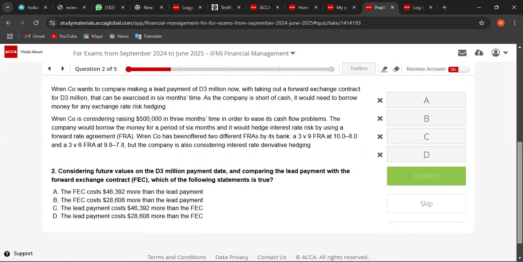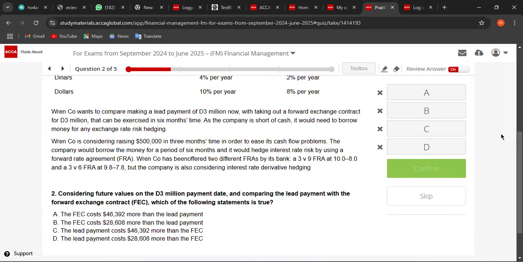Now, that was a very good question. Examiner is saying, considering future values on the 3 million dinar payment date and comparing the lead payment with the forward exchange contract, which of the following statements is true? The forward exchange contract costs more than this. Okay, let's see. Now try to understand what is going to happen.